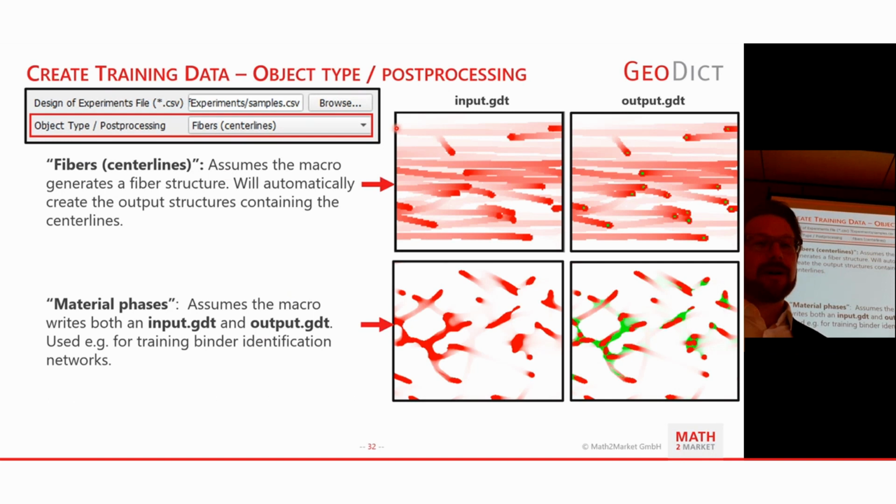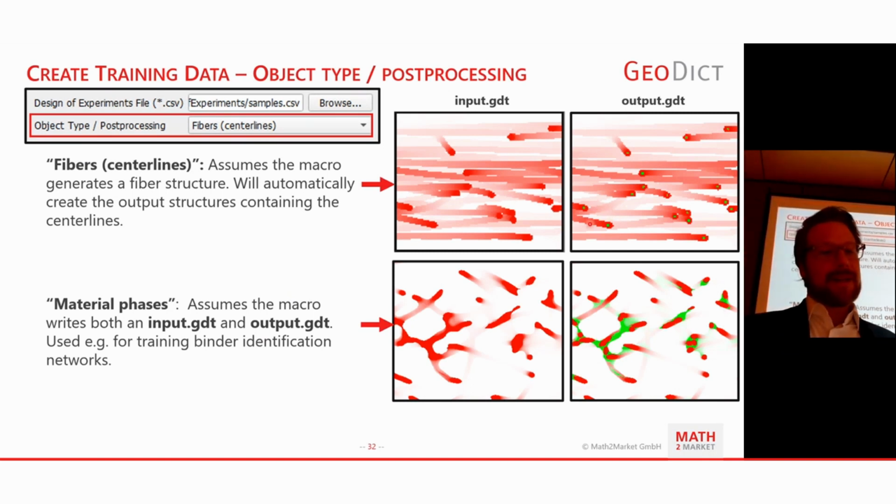Those are actually called input GDT and output GDT in our case. So basically, it will run your macro and obtain this input GDT with a certain variable value. Then it will add to this structure the center lines, which it can do because it knows the analytical information about the fibers, and save that as output GDT. And that's basically the pair of structures that we need for our neural network training.